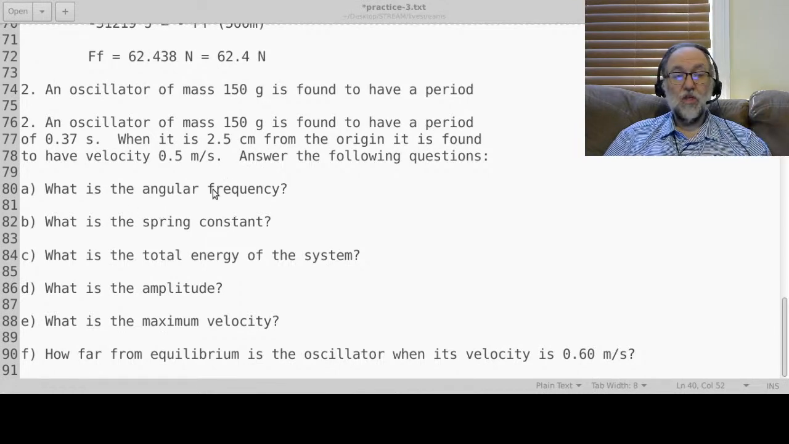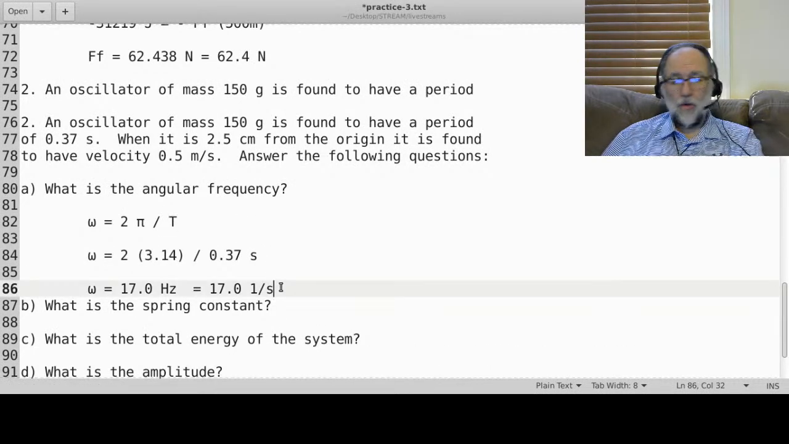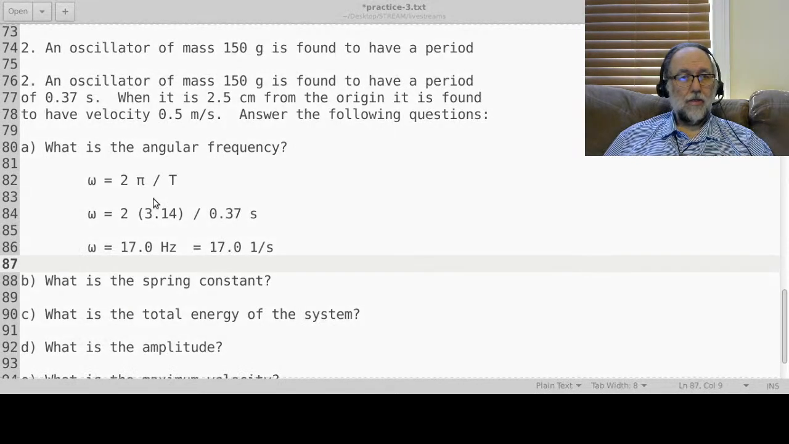All right, so the first question is, what's the angular frequency? Angular frequency comes up over and over again. Even if I don't ask for it in a question, solve for it because you're going to need it. It's given the symbol omega, which looks like that W, the last letter of the Greek alphabet. That's angular frequency, and it's measured in hertz or per second, and it's equal to 2 pi divided by the period, capital T. And so just plug in 2 pi is 3.14.